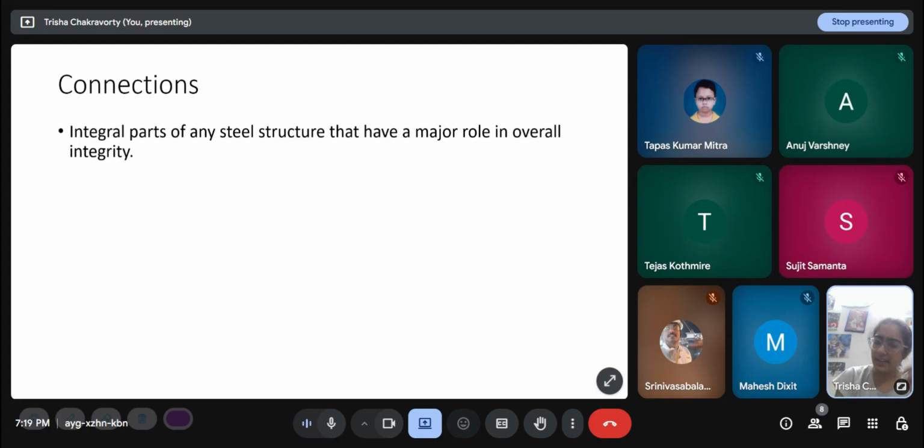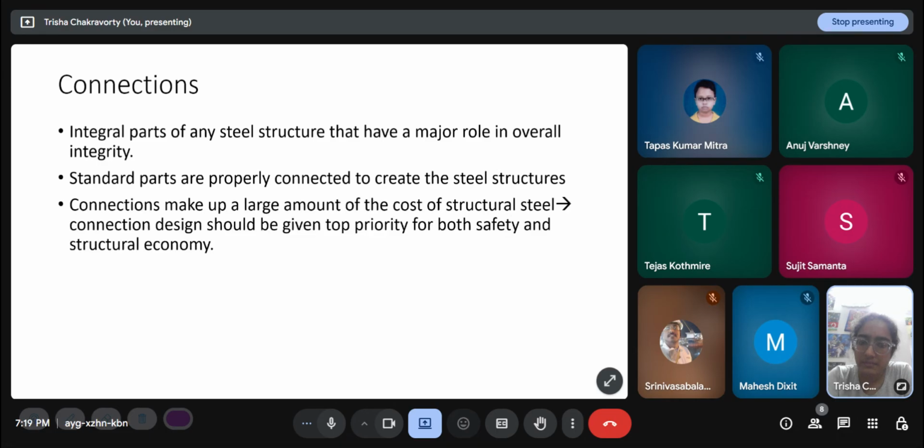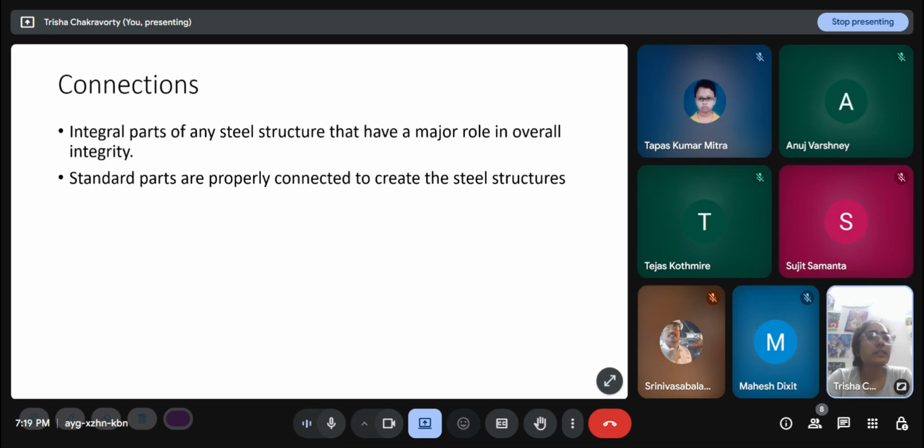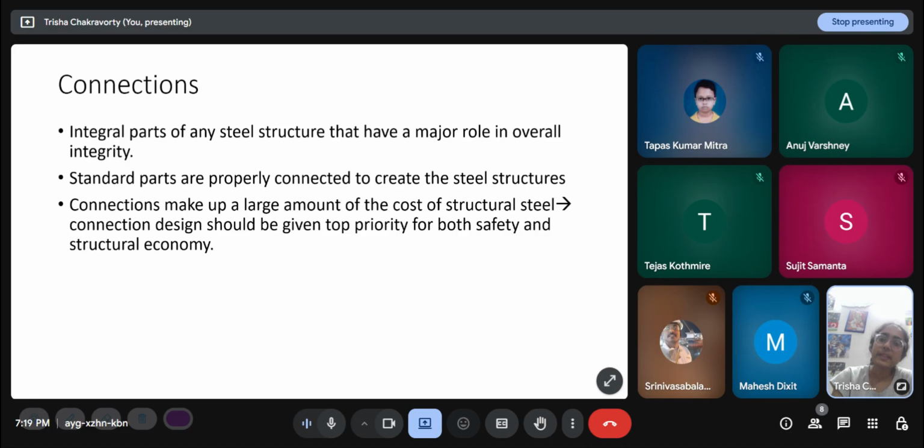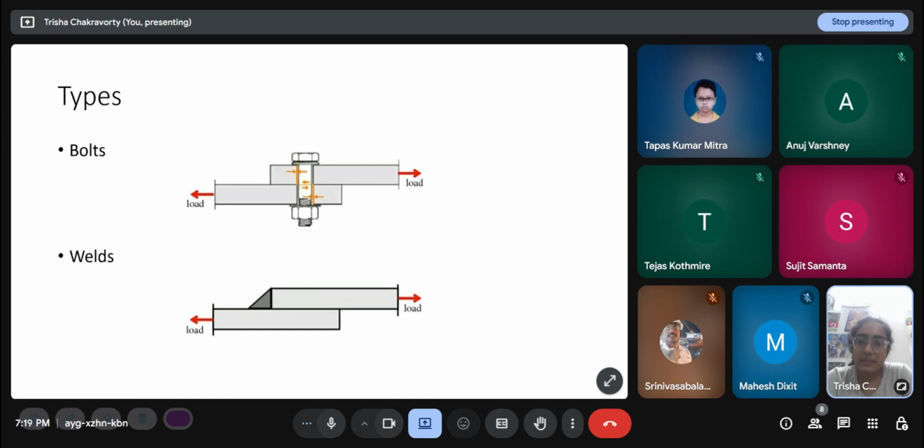Failure in steel structures very often starts at the connections. After the connections fail, a progressive failure will follow, and the entire structure might collapse. So the connection is very important. Standard parts are properly connected to create the steel structures. Connections make up a large amount of the cost of structural steel as well, so connection design should be given top priority for both safety and structural economy. Bolts and welds are the two types of connections used today.